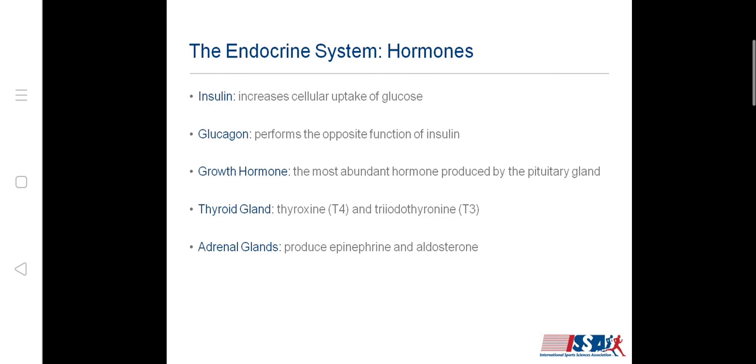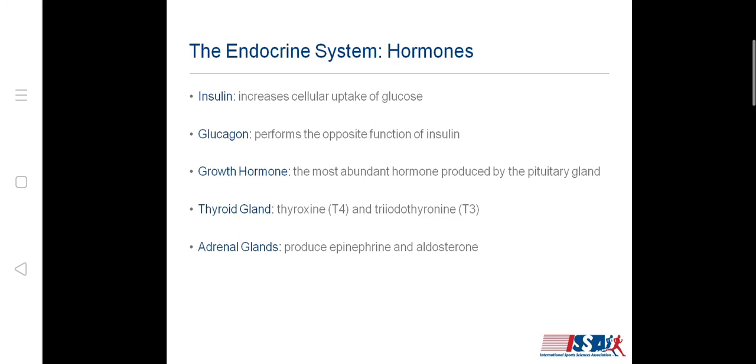Let's take a look at some specific hormones that are important to our field. Two hormones, insulin and glucagon, are important in the transport of energy into cells. Insulin stimulates cells to take in glucose from the blood. Glucagon stimulates the liver to release glucose into the blood. Together, they maintain blood sugar levels in the body.